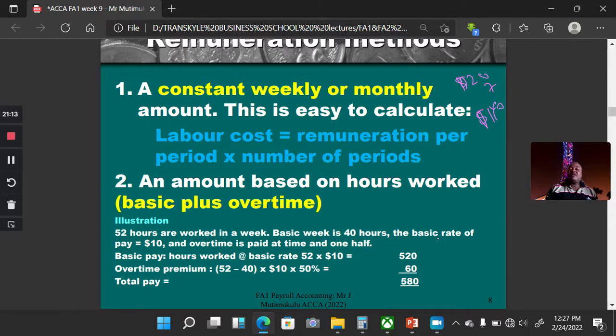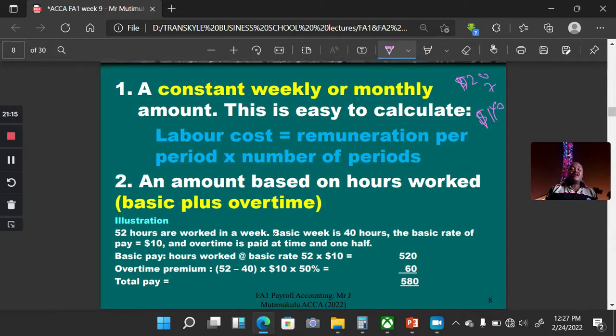Now, what about a situation where we have an amount based on hours worked? That is the basic plus overtime. For example, 52 hours are worked in a week. The basic week is 40 hours. The basic rate of pay is $10. And overtime is paid at time and a half. Basic pay would be hours worked multiplied by the basic rate, and the basic rate is $10.